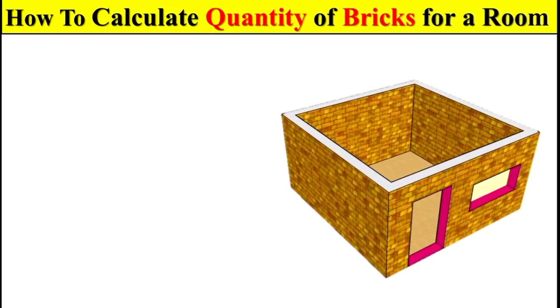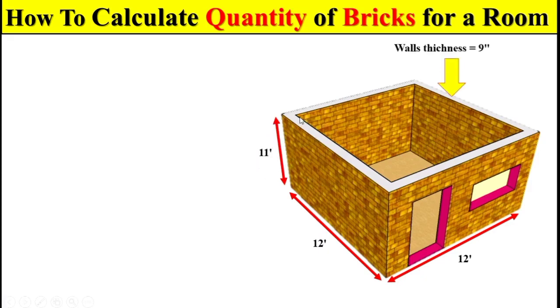In today's topic I am going to teach you one of the special topics related to quantity surveying, and our topic is how to calculate the quantity of bricks for a room. So dear students, let's suppose we have a room. The length of the room is 12 feet and the total width of the room is also 12 feet. And dear students, the total height of this room is 11 feet and the wall thickness is 9 inches.